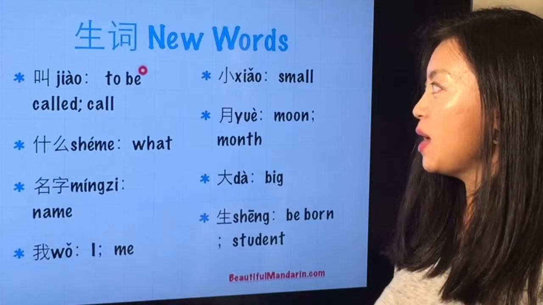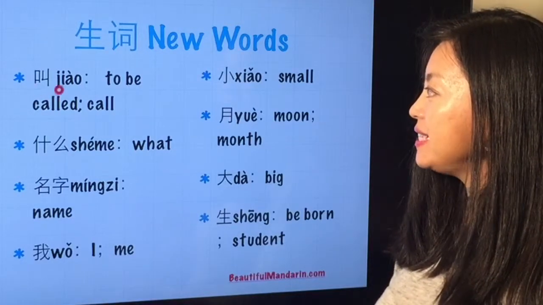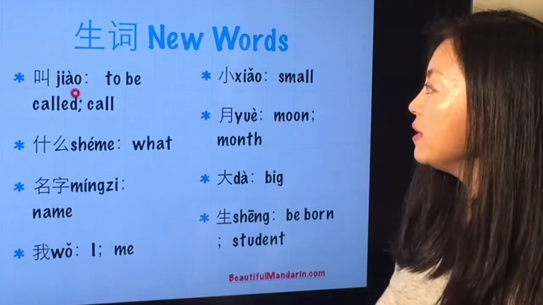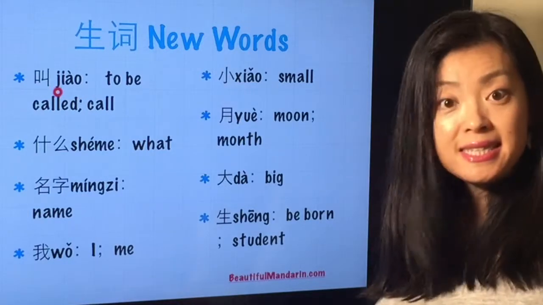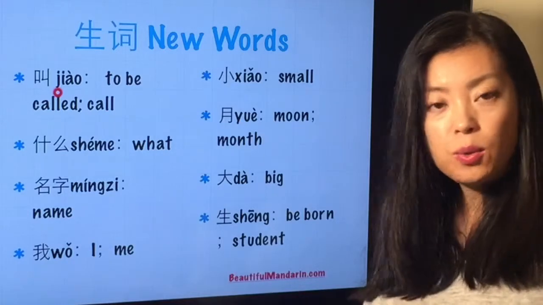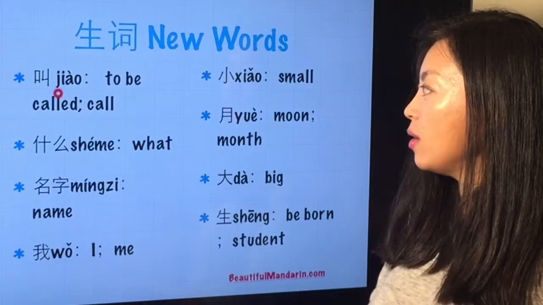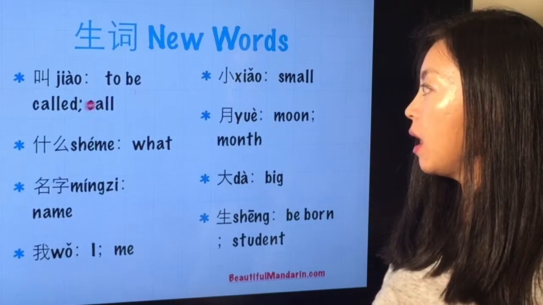生词 means new words. The first one, 叫. Let's pay attention to this initial. This initial is 鸡. You don't want to read it as 知, okay? So 叫, you could understand as to be called.